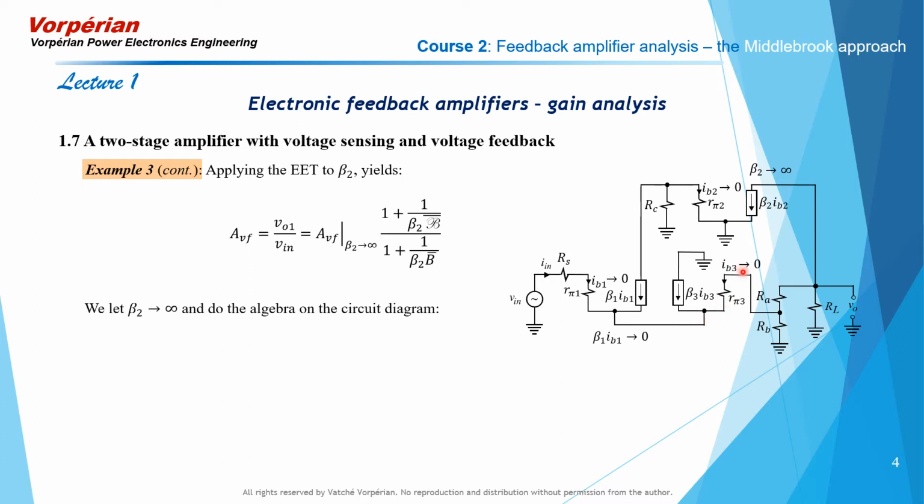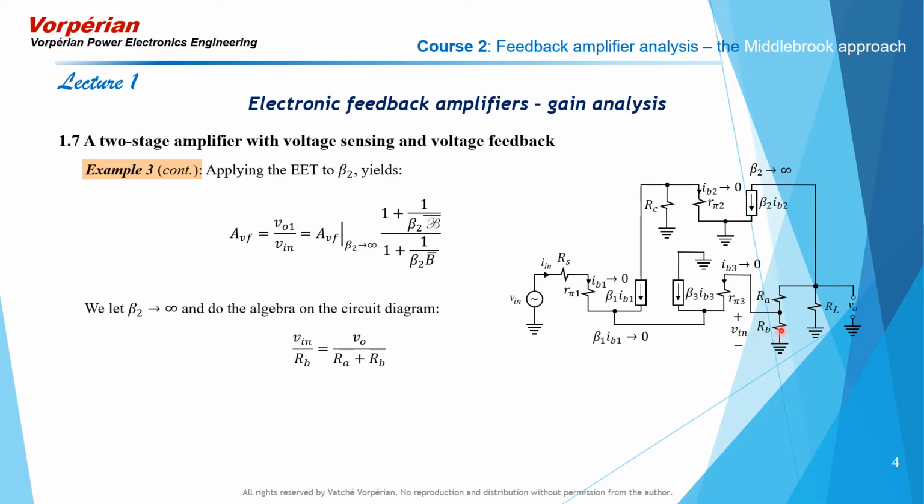So with IB3 0, the voltage drop across R pi 3 becomes 0. And what happens is that the input voltage V in gets copied across RB. Notice, if you look at this loop here, follow the dot, you look at that loop there, there is no drop across RS. IB1 is 0. There is no drop across R pi 1. IB1 is 0. Move on, there is no drop across R pi 3. IB3 is 0. And so V in gets copied over RB.